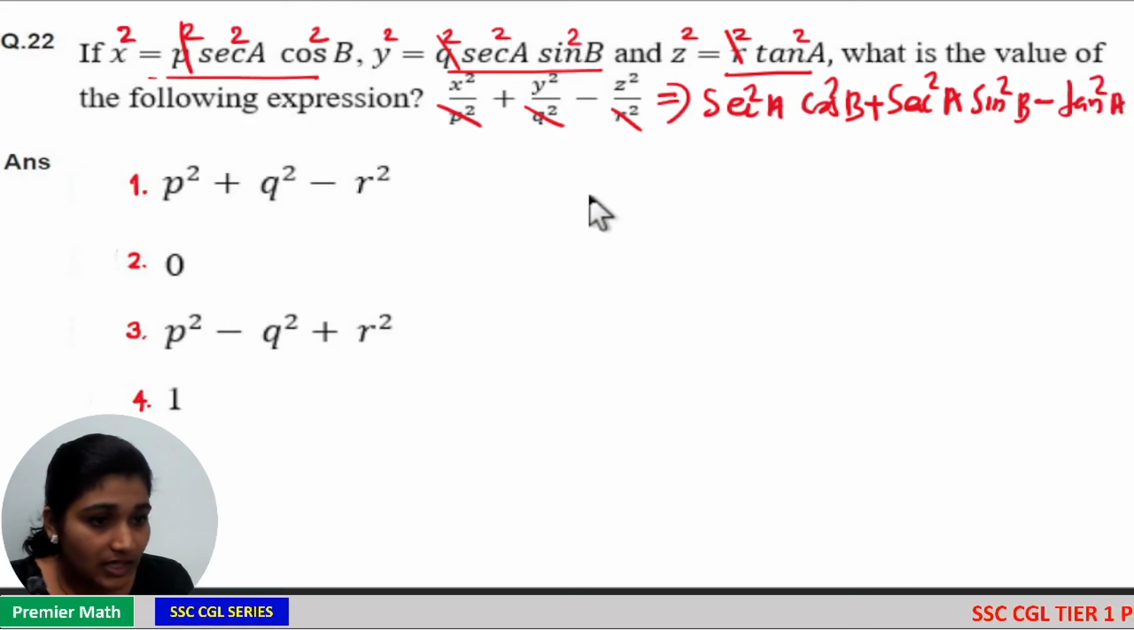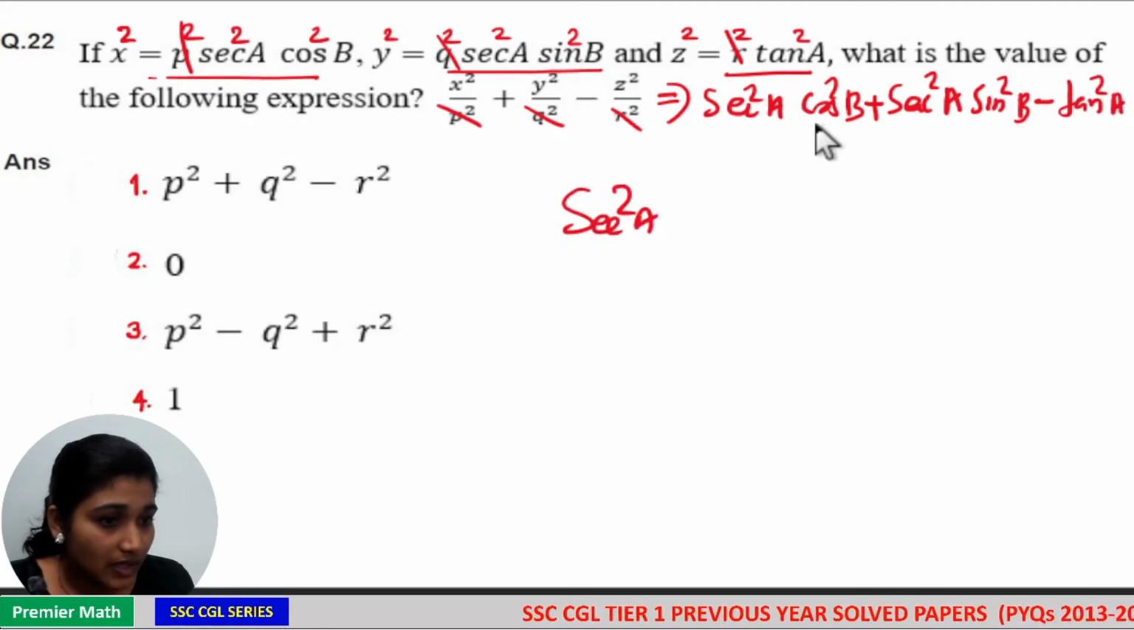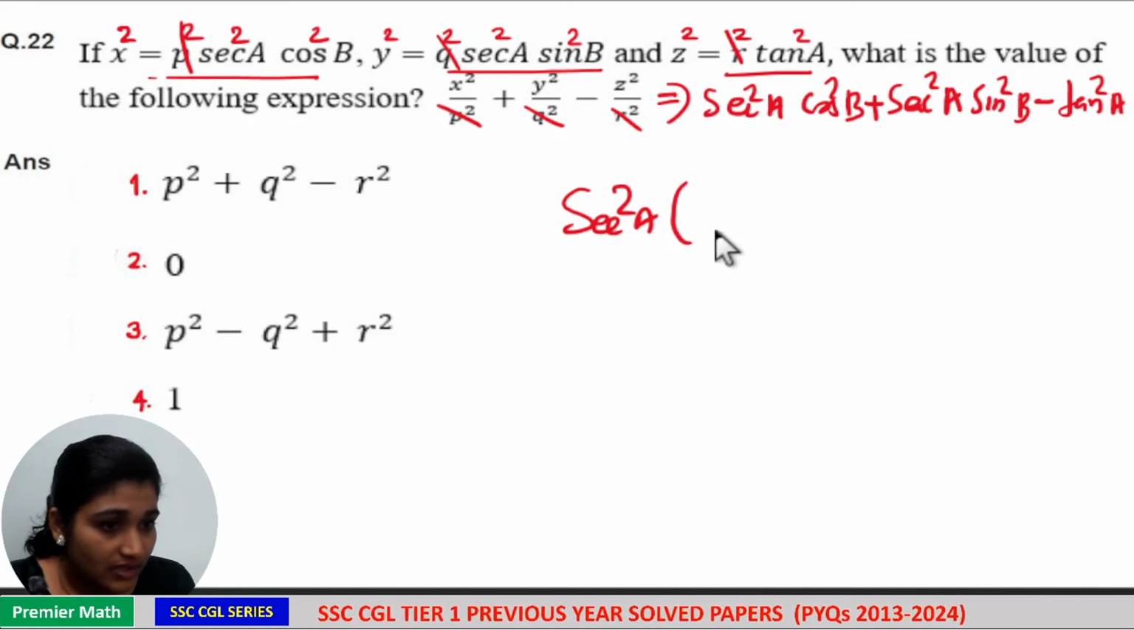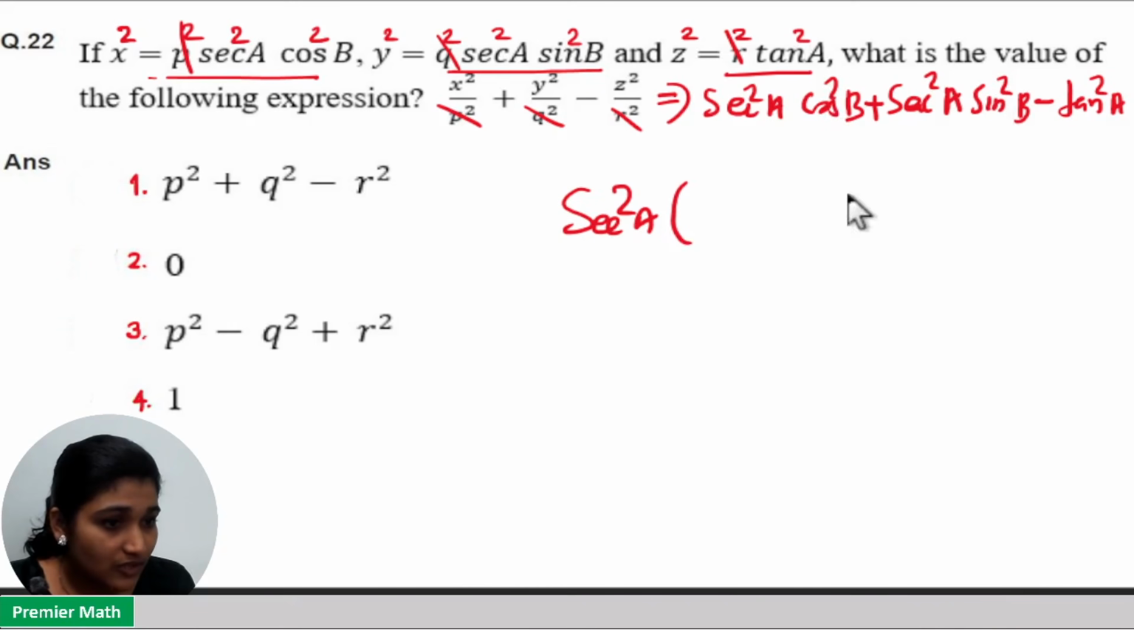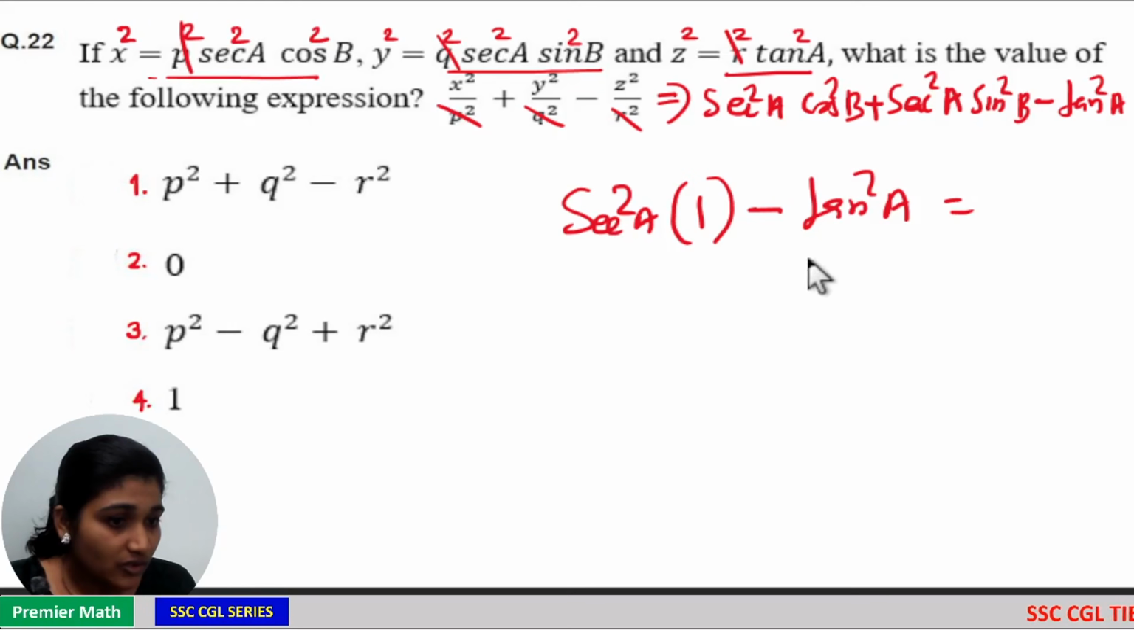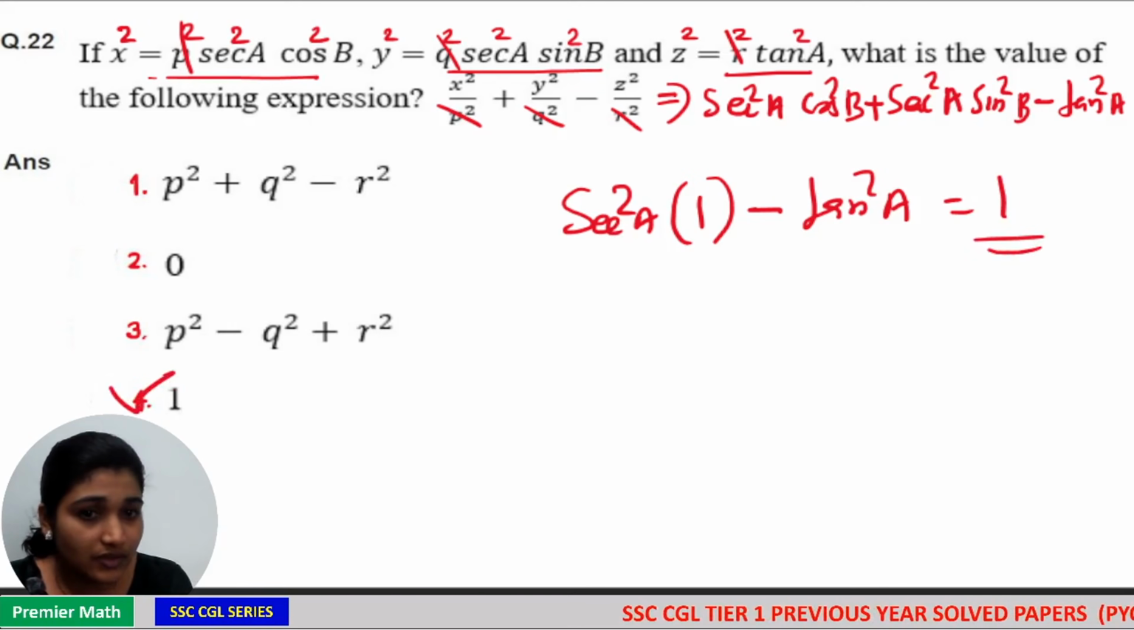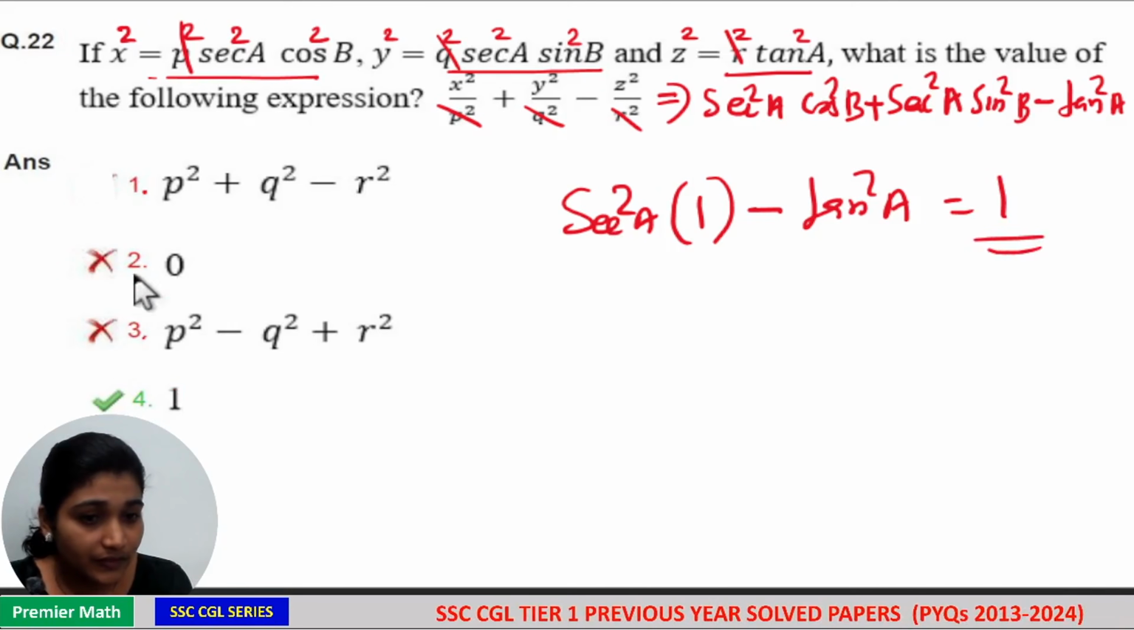Now, if you take sec square a common from these two terms, inside will be cos square b plus sin square b, which is 1. And here we have minus tan square a. We already know sec square a minus tan square a is 1. This is an identity. Option 4 is your answer. Your answer is 1.